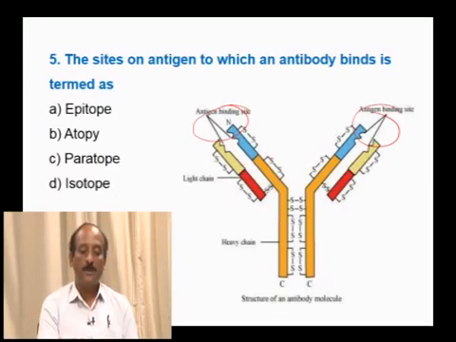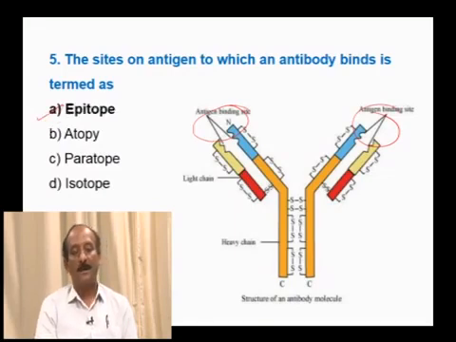Then epitope is a part of antigen through which it combines with antibody. Hence, the site on antigen to which an antibody binds is termed as epitope. Hence, the correct answer for this question is option A.